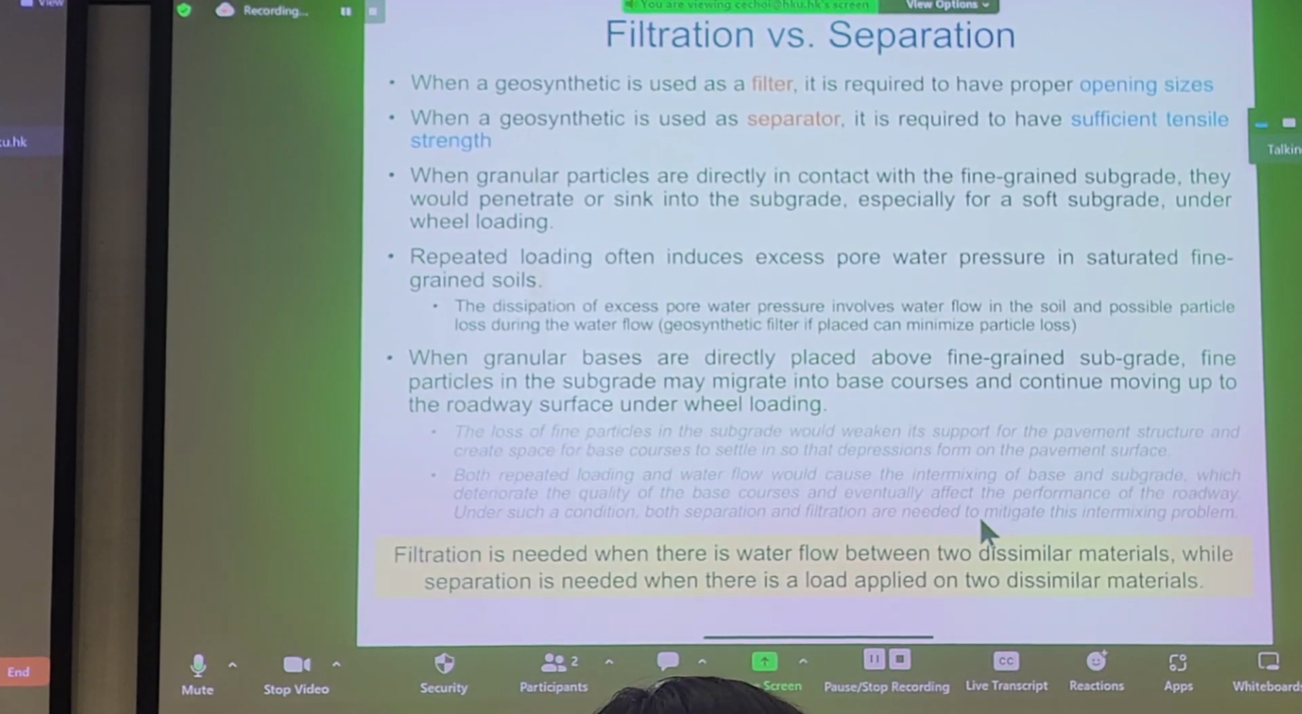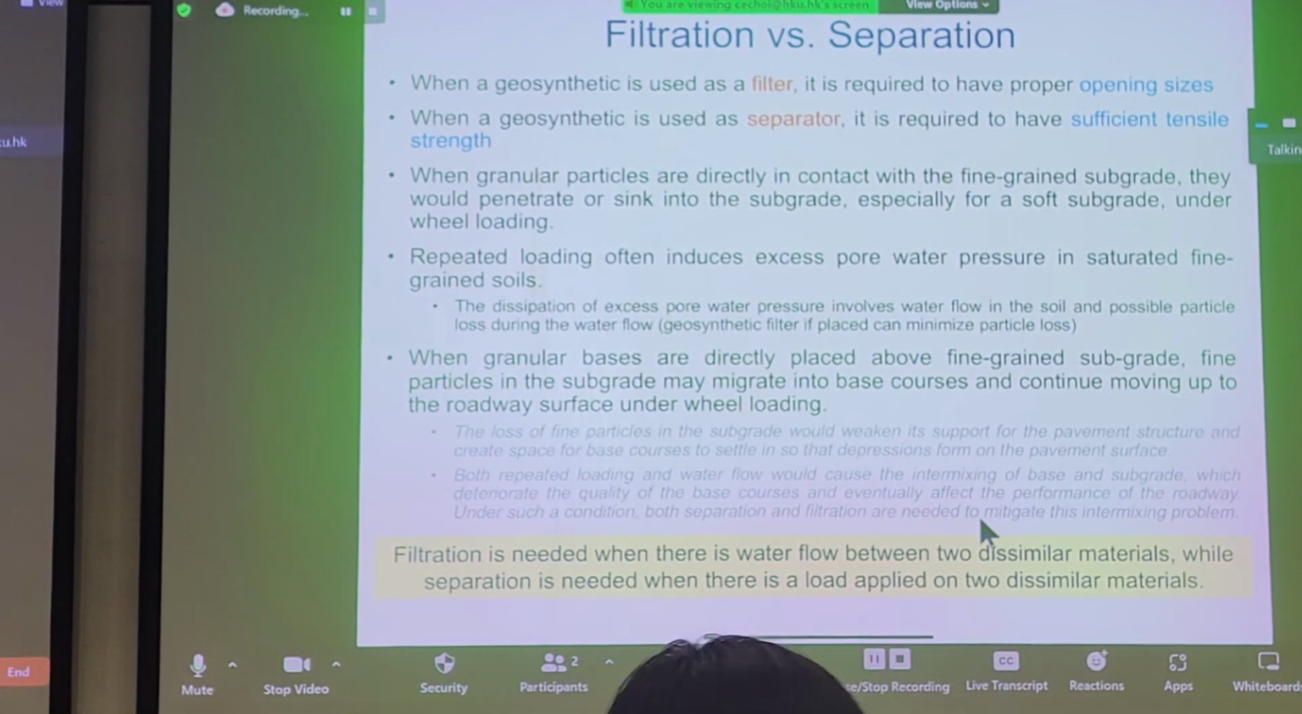Some other salient points to mention when we want to distinguish between filtration and separation. If you want to use a geosynthetic as a filter, you're most focused on void sizes or opening sizes. In contrast, if you want to use a geosynthetic as a separator or a separation layer, you probably just want to make sure you can withstand cyclic loads. So it has to have pretty high tensile resistance as a separator device. So these are the two main design concepts that we have to care about.